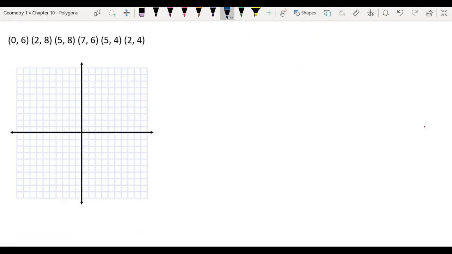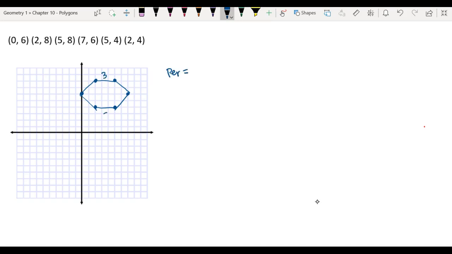So next, this one looks like it's going to be an octagon. So we have the points 0, 6, 2, 8, 5, 8, 7, 6, 5, 4, and 2, 4. So this is our shape. Okay. So first of all, let's do our perimeter.